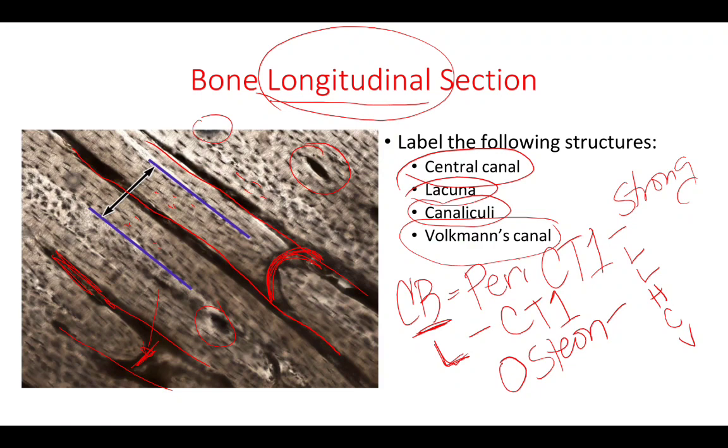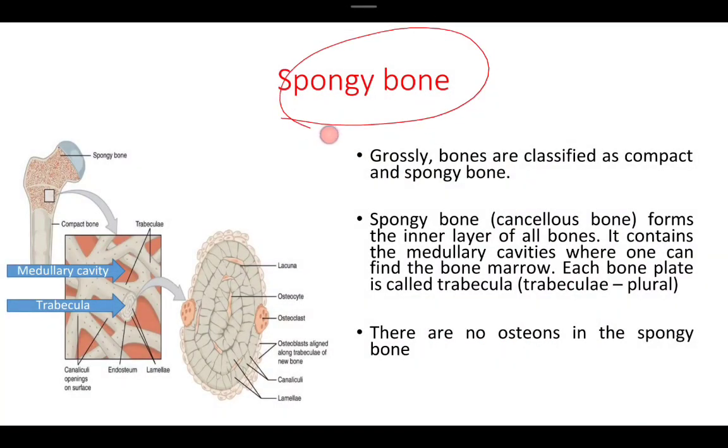So we are now done with the compact bone. Let's talk about the spongy bone. Spongy bone is grossly called your cancellous bone. Kanina, ang tawag sa ating compact bone is the cortical bone, ang spongy bone cancellous bone ang tawag sa kanya. It forms the inner layer of all the bones that we have. Please understand that in spongy bone there are no osteons. Ano meron sa spongy bone? Meron tayong tinatawag na mga cavities.